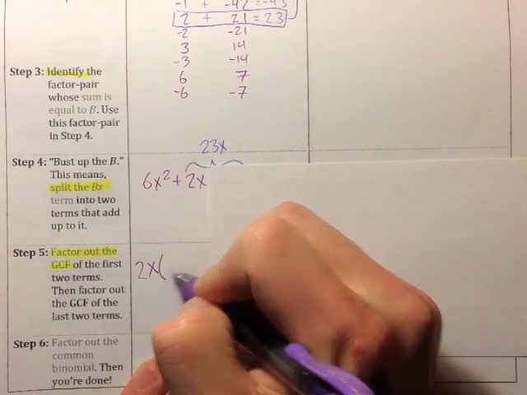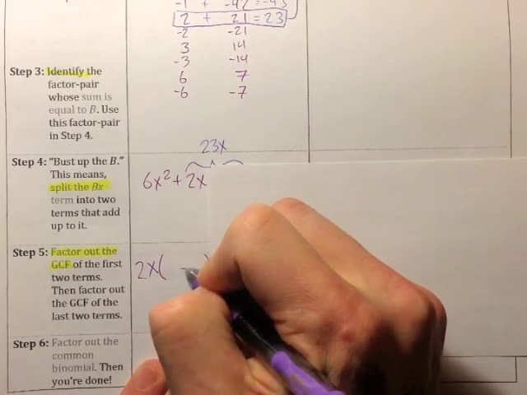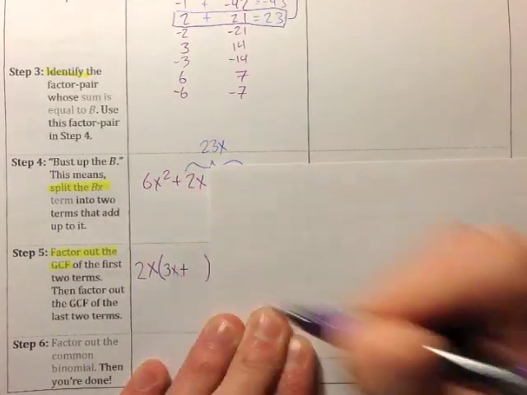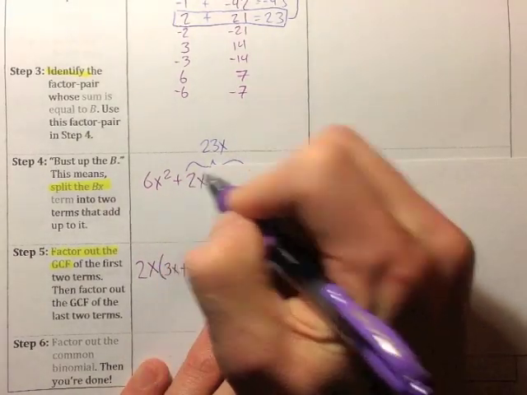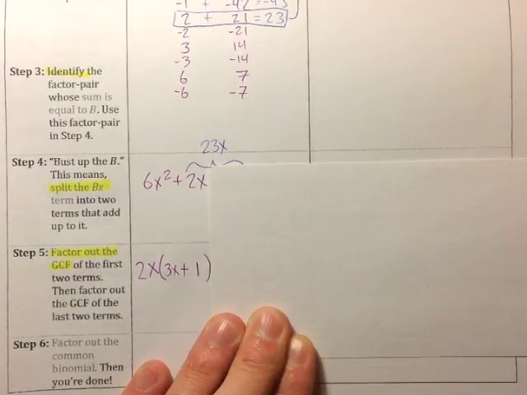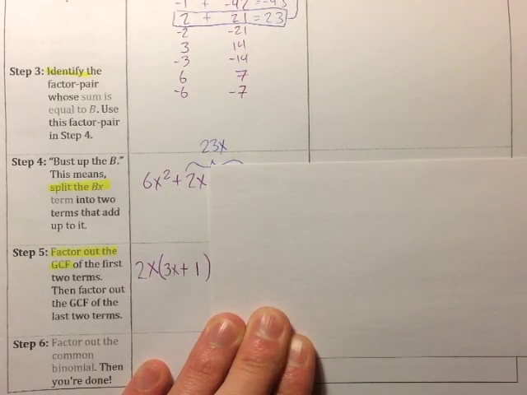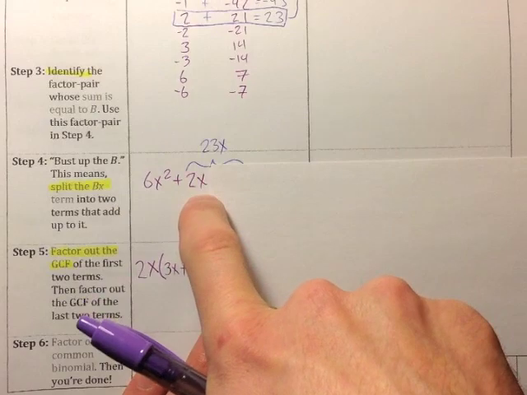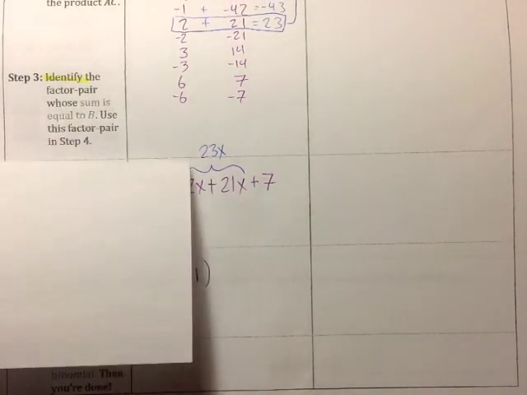Now I'm going to factor that out. What's left over after I factor out 2x from 6x squared? Well, 3x. What's left over after I factor out 2x from 2x? Interesting. 1, right? Because if I were to multiply that back in, I would get 2x back, okay? So, after you've factored out the GCF from the first two terms, then we're going to factor out the GCF from the last two terms.